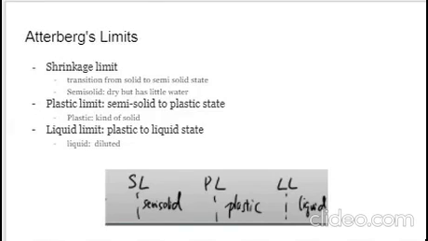Atterberg limits, which are shrinkage limit, plastic limit, and liquid limit. Shrinkage limit is the moisture content at which the transition from solid to semi-solid takes place. Semi-solid state means that the fine-grained soil is softer than in the solid state, but still harder than in the plastic state. And the plastic limit is the moisture content at which it goes from semi-solid to plastic state. And plastic state is kind of solid, but you can still remold it without crumbling.